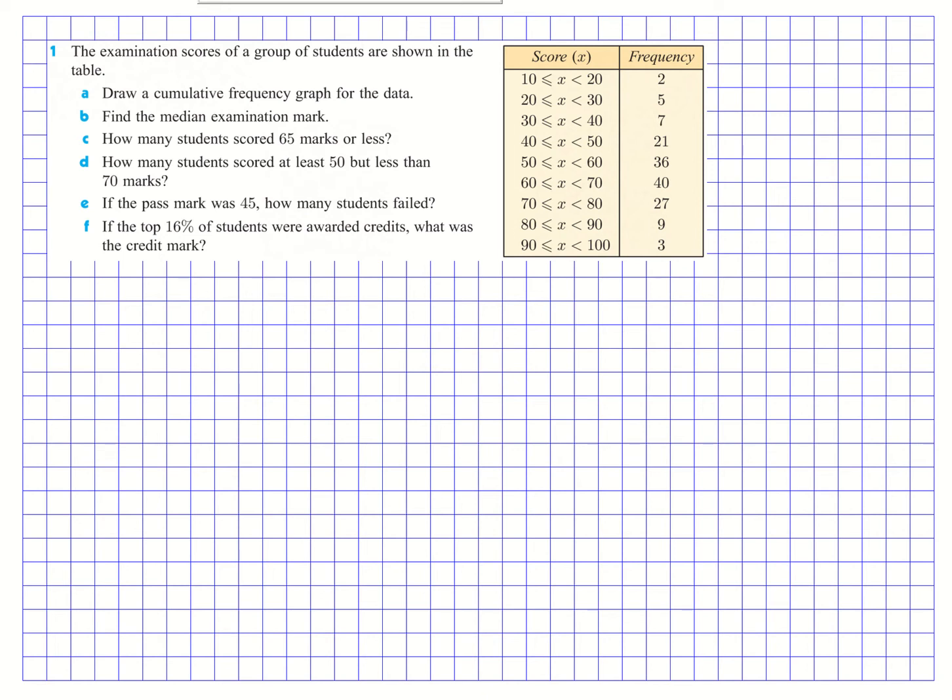So what we need is a new column of cumulative frequency. So there's none below 10. For 10 to 20, there's 2. When we go up to 30, there's now 2 plus 5, 7. 7 plus 7, 14 by the time we get to 40, and then so on.